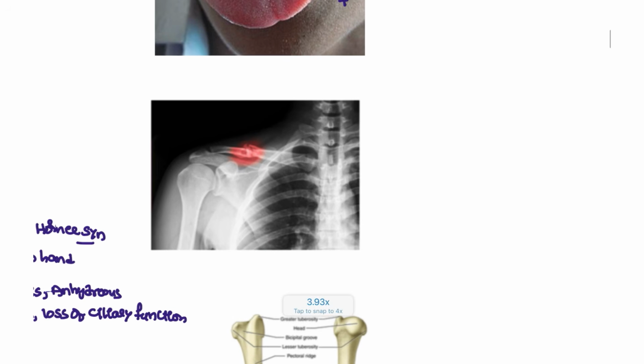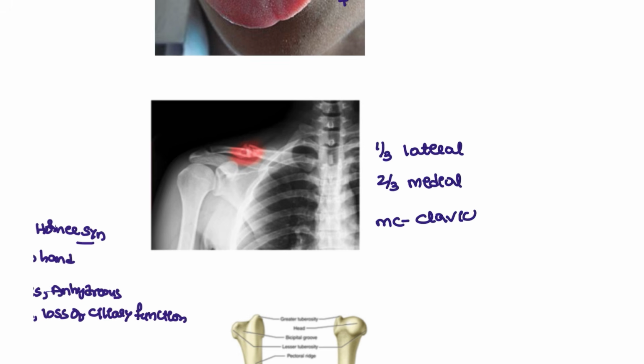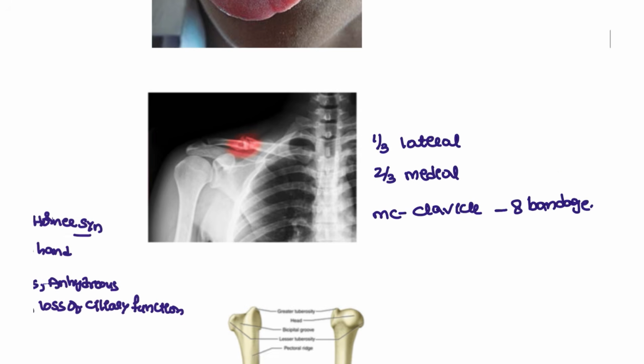Next, here you can see this is the clavicular injury. Where is the junction? The junction of the clavicular injury will be the lateral one third and the medial two thirds. The junction is involved. And the most common overall injury is the clavicle fracture that you are going to see. And what is the bandage that we use? Eight-shaped bandage is used for the fixation.